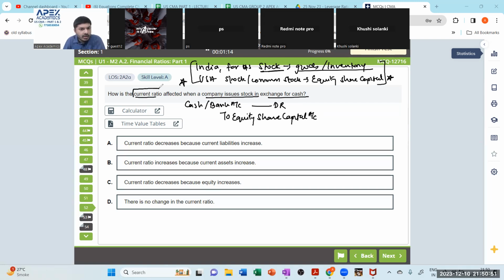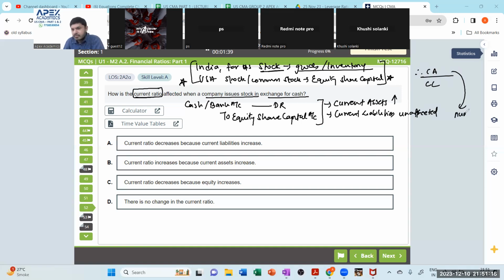They are asking you current ratio. Now, over here, I'm writing the following things. Current assets have gone up. Current liabilities are unaffected. Therefore, in current assets upon current liabilities, automatically the numerator has increased. Therefore, the current ratio obviously has to increase.